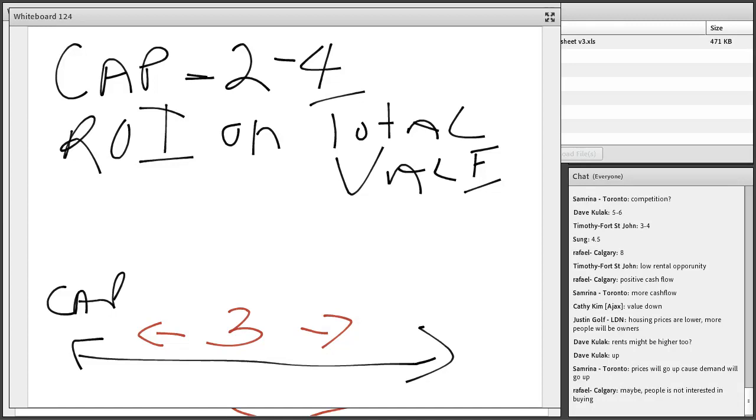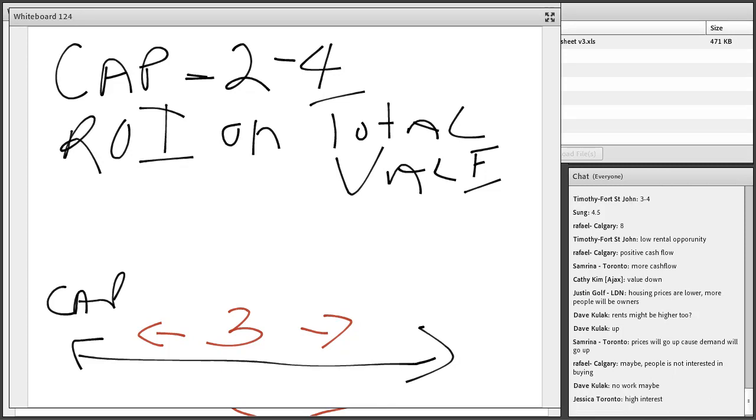Yeah, the prices will go up. Yep. If the cap rates are 7, 8, 9, 10, there you go, Raphael, you got it. Maybe people are not interested in buying. Now, why would people not be interested in buying, Raphael? You're right. Why in an area, if the cap rates are good, why aren't they buying? Because typically the market won't let you stay that way, right? Because the market says, no way, you're not getting a free ride. No work may be good.